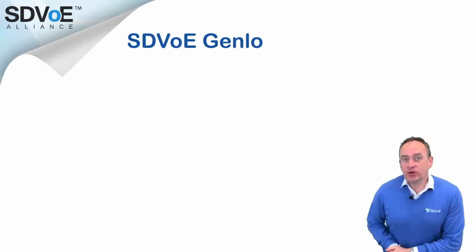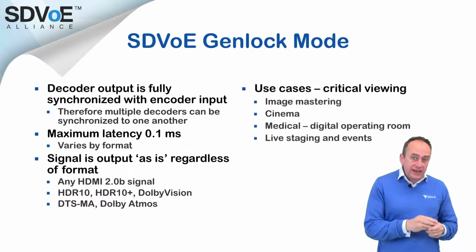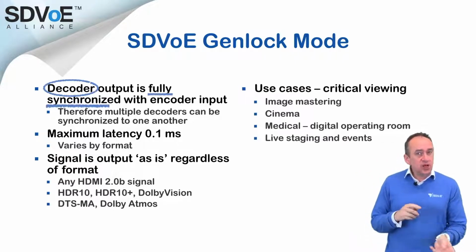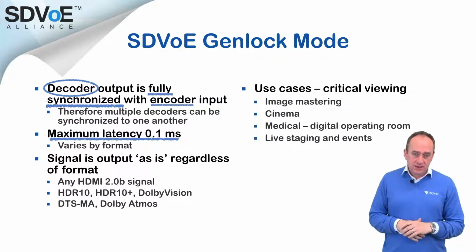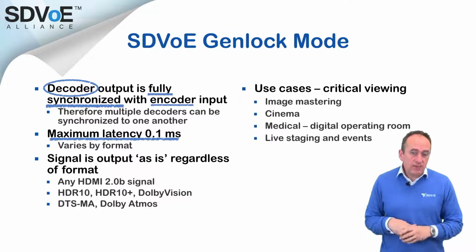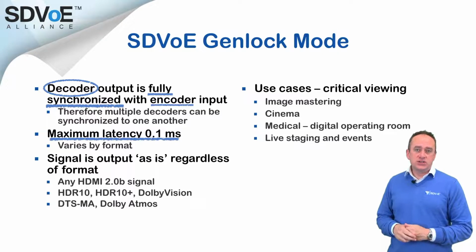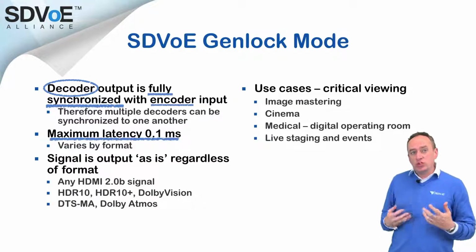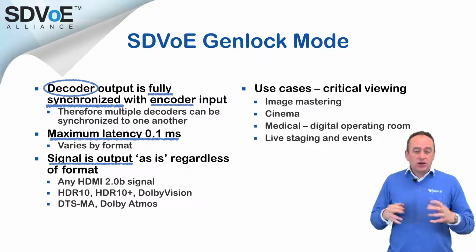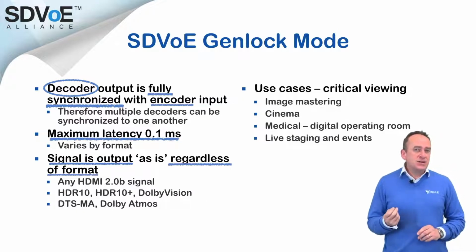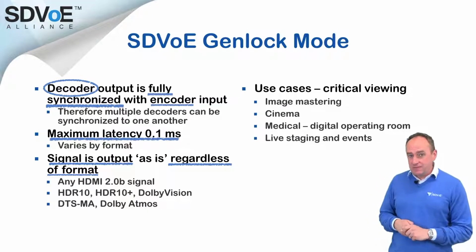Thanks to 10 gig networks, matrix switch performance is matched with SDVOE technology. The decoder is fully synchronized with the signals going into the encoder, with a maximum latency of just 0.1 milliseconds. Now, in layman's terms, that means that what comes out is exactly the same as what goes in, just like a matrix switch. And this process also works with multiple decoders, and the signal is outputted exactly as it is, regardless of the format. And this latency-free quality matching performance is vital for those cases where latency-free is paramount.